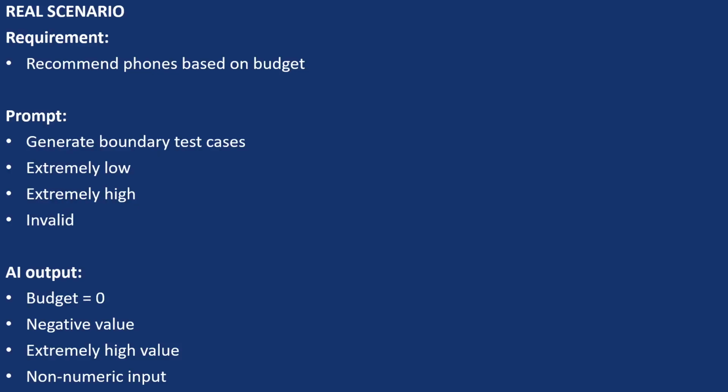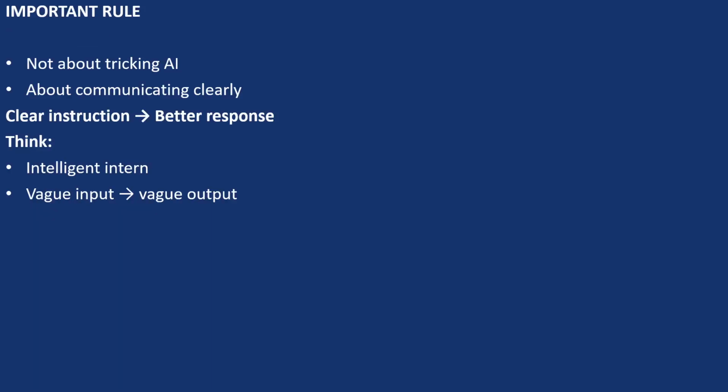Now, before we close, remember this one rule. Prompt engineering is not about tricking AI. It is not a hack. It is simply about communicating clearly. The clearer the instruction, the better the AI response. Think of AI like a very intelligent intern. If your instructions are vague, the results will be vague. So give clear instructions and the work gets done right.